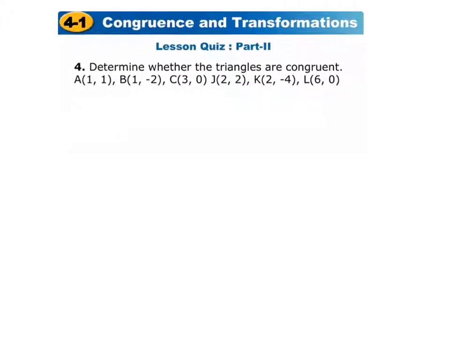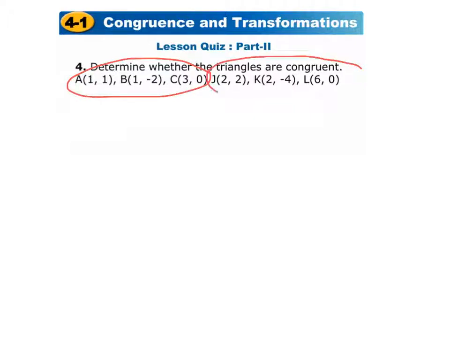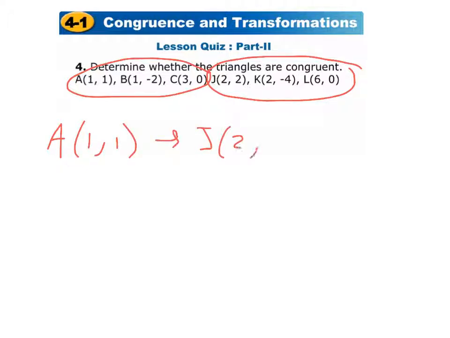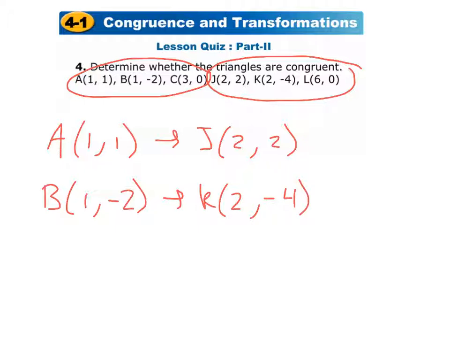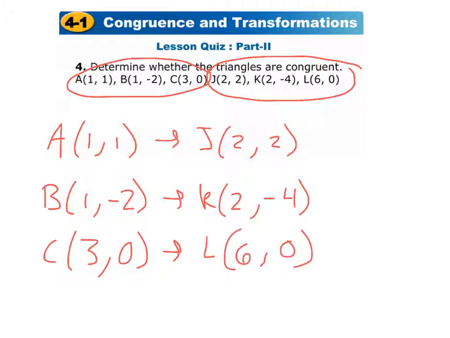Determine whether the triangles are congruent. So we have triangle ABC and JKL. From A, we have 1, 1, and we're going to J, which is 2, 2. From B, we're going to 1, -2, and K is 2, -4, and C is 3, 0, and L is 6, 0. So what are we doing to the x and y to get the ones over here? You multiply by 2.